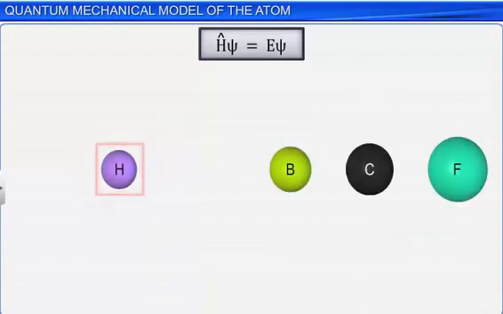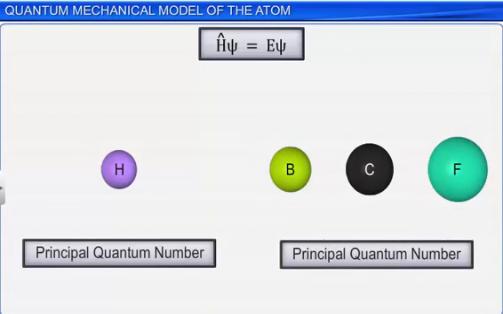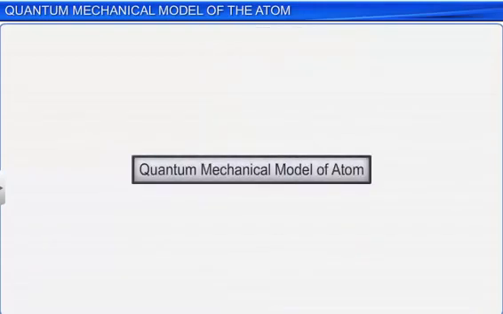Unlike orbitals of hydrogen or hydrogen-like atoms, whose energies depend only on the principal quantum number, the orbital energies in multi-electron atoms also depend on azimuthal quantum number, in addition to principal quantum number. Let us now move on to certain other important aspects of the quantum mechanical model of atom.